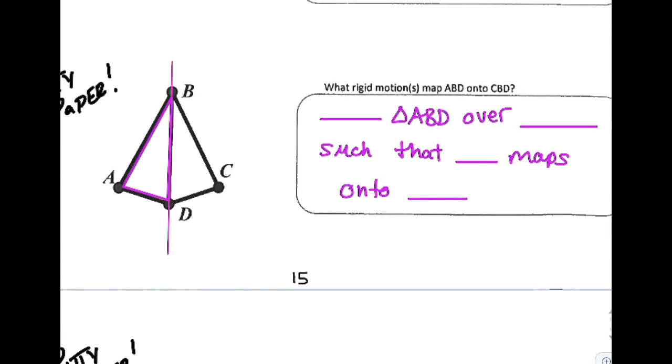The next one, this is a reflection. So we're going to reflect triangle ABD over segment BD such that A maps onto C.